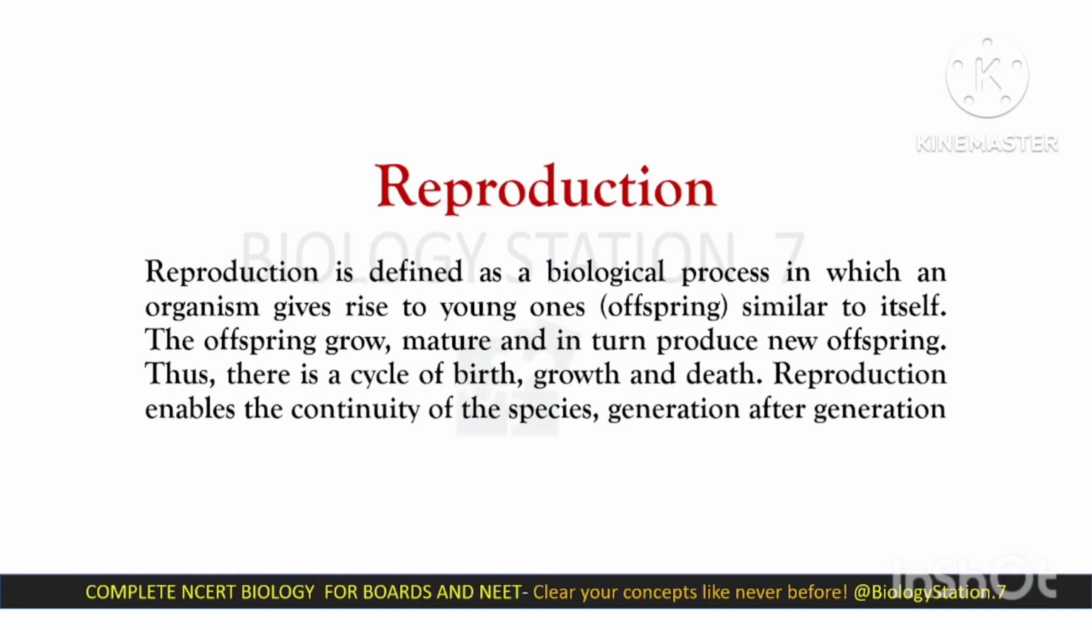Now let's see the definition of reproduction. Reproduction is a biological process in which organisms give rise to young ones similar to themselves. Whenever an organism reproduces, it gives rise to young ones similar to itself, not similar to other species of organisms. These offspring grow, mature and in turn produce new offspring. Thus the cycle of birth, growth and death enables an organism to continue its generation. So reproduction enables the continuity of species, generation after generation.